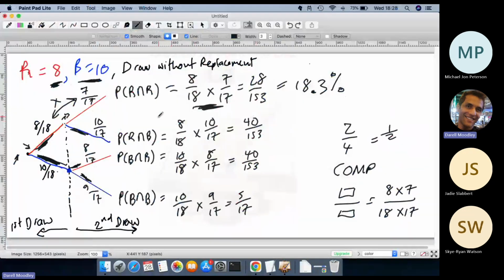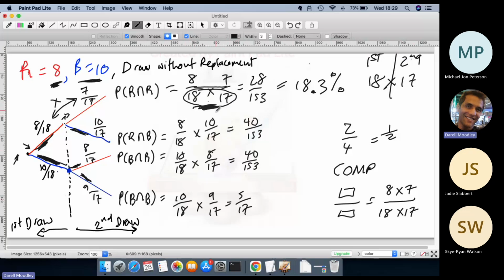instead of having 3 marbles, we start off with 18 marbles. And then in the second row, we have 17. So in the first row, you have 18. In the second row, you have 17. So altogether, there are 18 times 17 possible outcomes, which is why you see here, look at the denominator. That's your possible outcomes. It's 18 times 17.